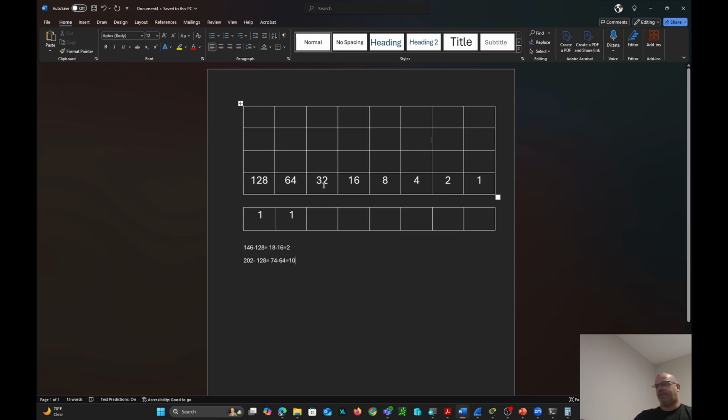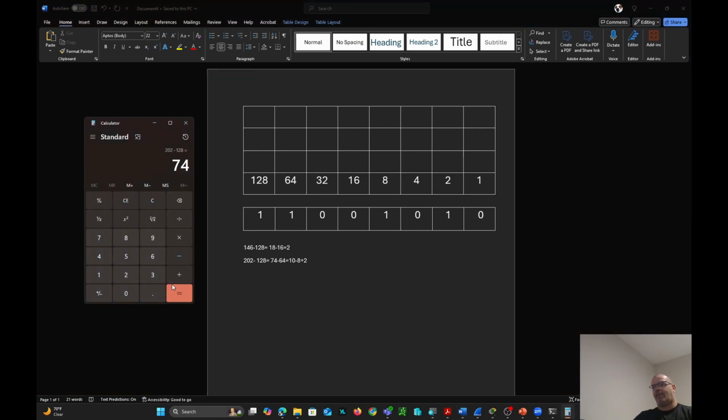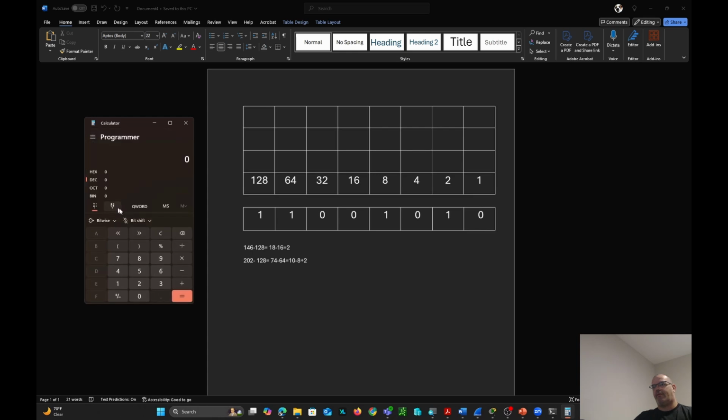All right, 10 is less than, so this gets a 0. Less than gets a 0. Oh, okay, so now 10 is greater than, so we subtract it. Minus 8 equals 2. Let's not forget to put the 1 here. 2 is less than, so 0. 2 is equal, so it gets a 1. Now we get a 0, okay? Clear. And let's go check it.